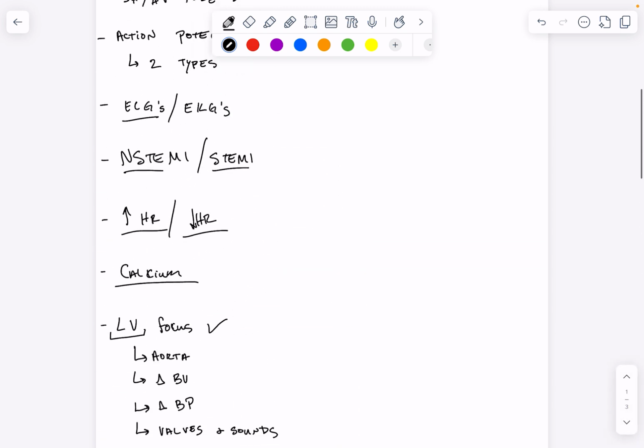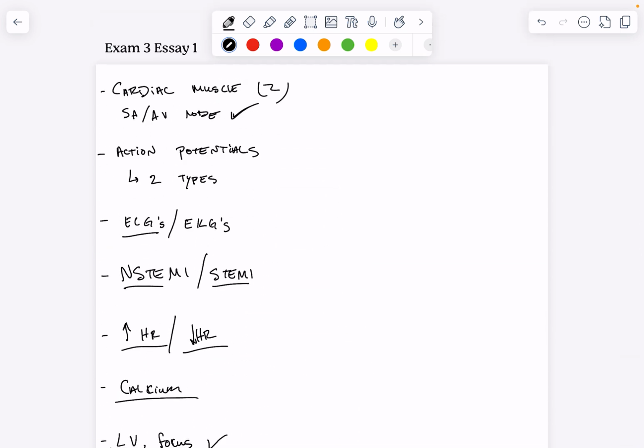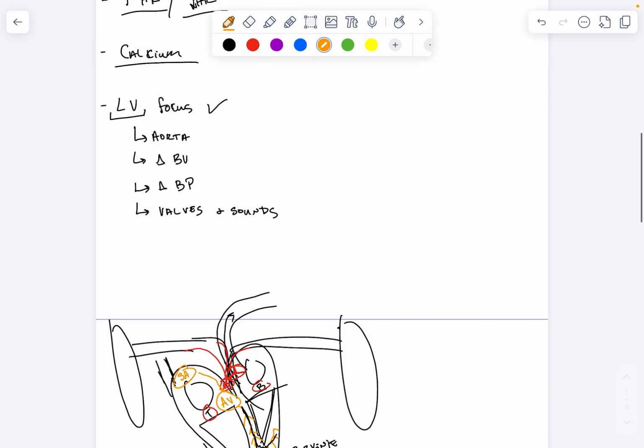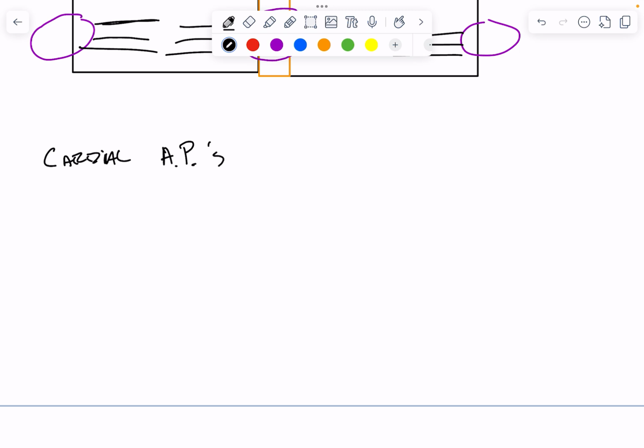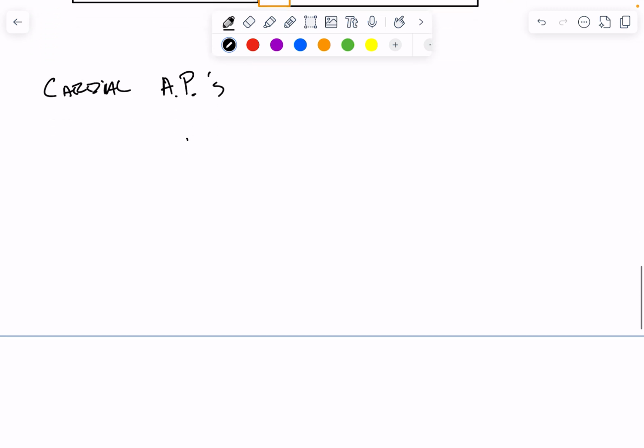Anyway, so we're done with that. And we're going to talk about the two different types of action potentials. First we're going to talk about cardiac action potentials. Let's draw one of these. This is going to be our time in milliseconds, and this is going to be our millivolts.